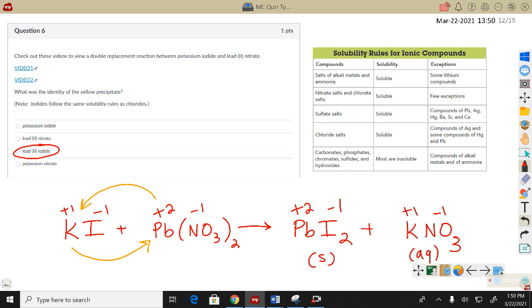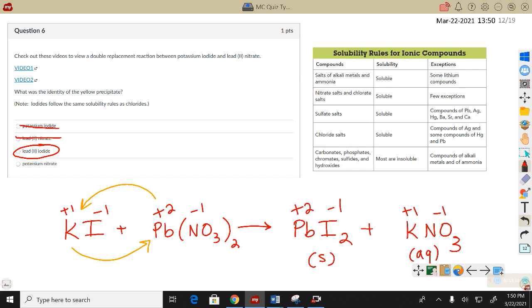Really, I just wanted to know what the products would have been. And so when they asked me for the identity of the yellow precipitate, I know for sure it's not potassium iodide. That's a reactant. Same thing with the lead nitrate. It can't be those two. It says, what is the identity of the yellow precipitate? Well, that was something that was produced. So it's got to either be the lead iodide or the potassium nitrate.